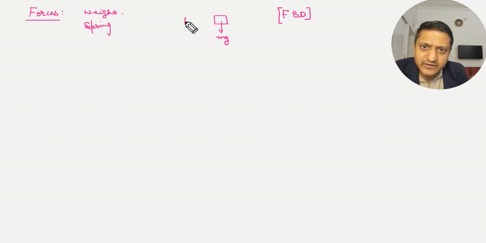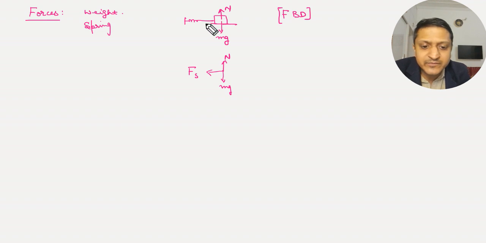If we say that there is some spring attached to this, so this is the mg, and we have to say that there is a force of spring, and there will be a normal force that comes into picture when there is a contact. It is called contact forces.